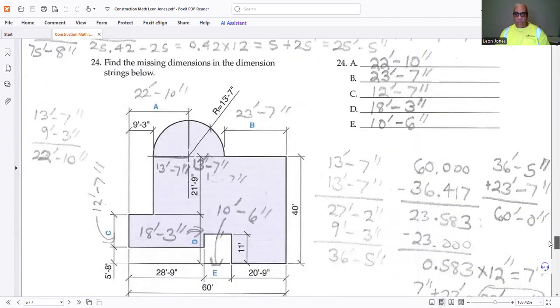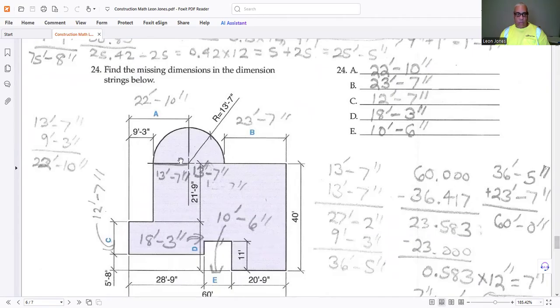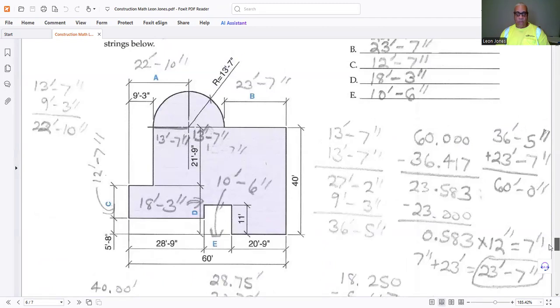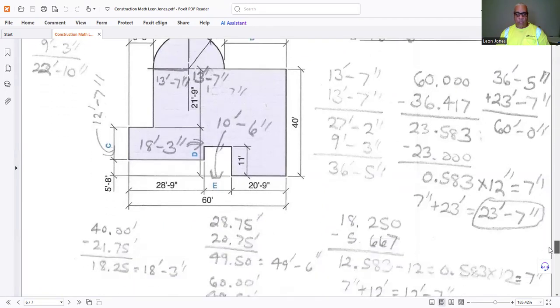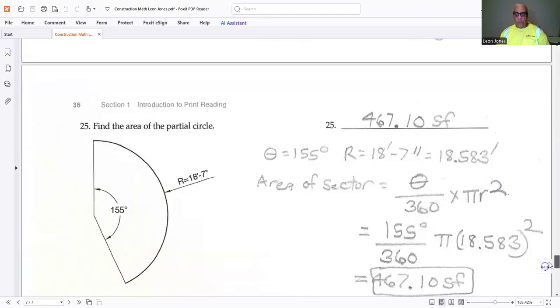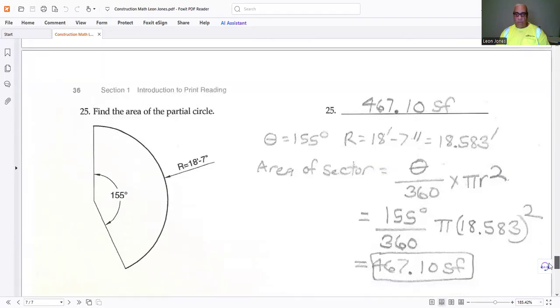Find the missing dimensions. You're going to do the same thing here. Same thing. Find the total dimensions. This is all the work I've done for you. Let you all look at it. And then you're going to find the area of a partial circle. It's just knowing what you're given. You're already given your radius.